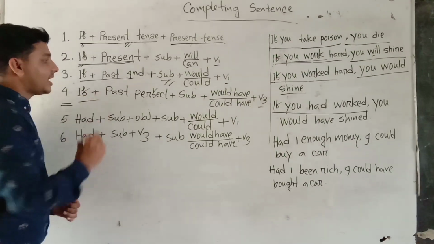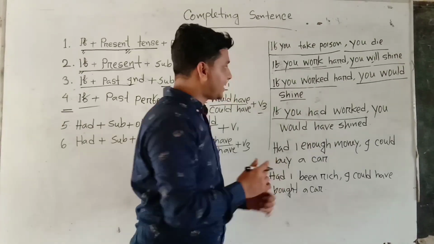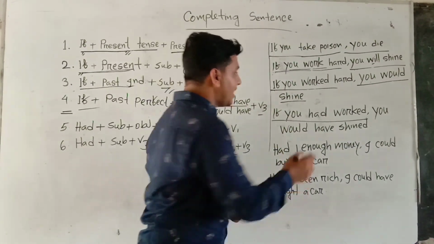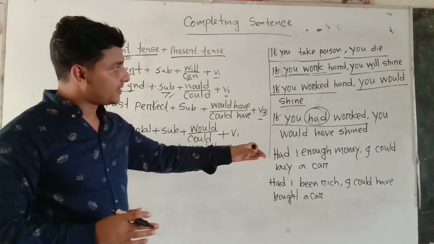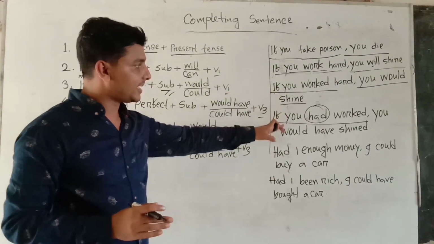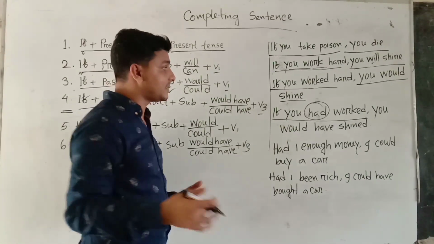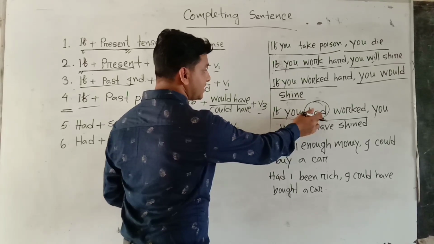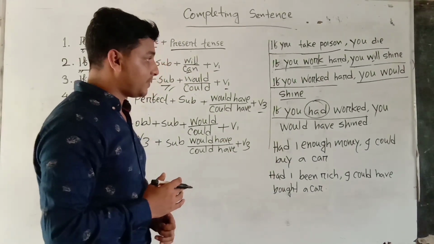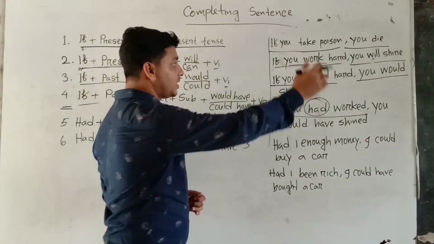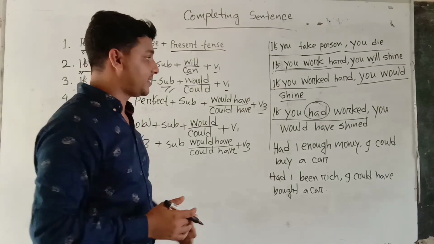So here is the third conditional. This is the basic difference between the second and third conditional. Here I have mentioned had. This is the basic difference between past indefinite and past perfect. Whenever we use a sentence including had, this type of sentence is called past perfect. Here we didn't mention had, so this type of sentence can be called past indefinite tense.